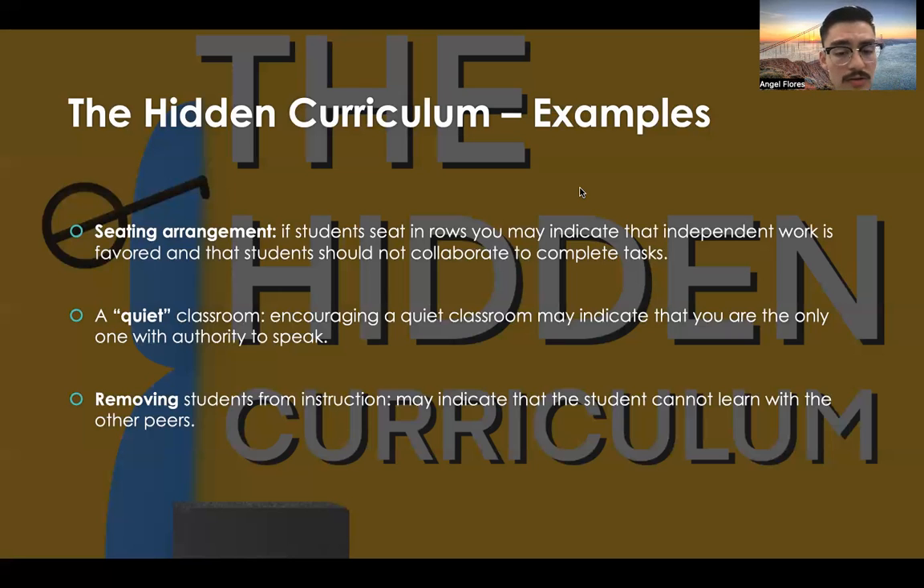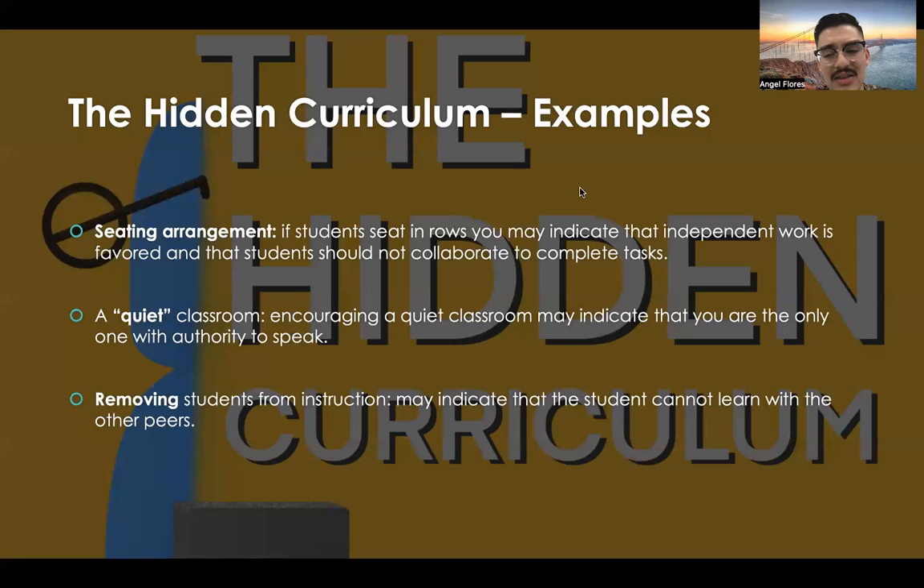Also, removing students from instruction. So many times students who are in special education or 504 receive support outside the classroom, or even students who are dyslexic or need to visit the reading specialist, or they're just being offered tutoring. We remove them from the classroom.